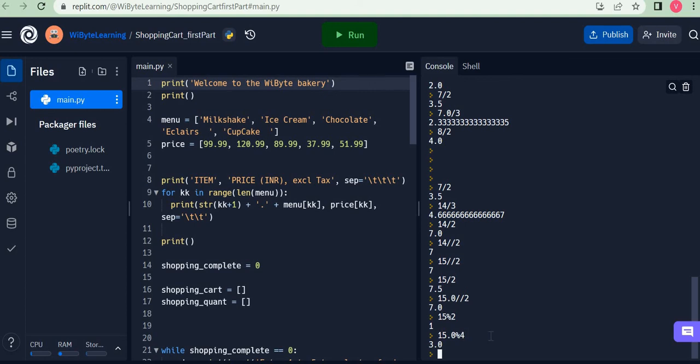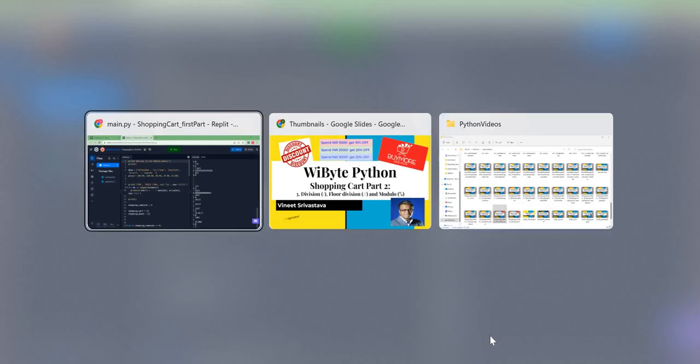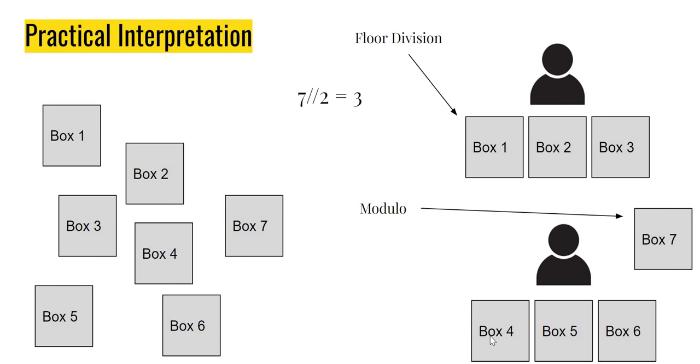Regular division is just a single slash. The double division lowers it down, rounds it down to the lower whole number. Now, before I wrap this up, let us see some interpretations of this.